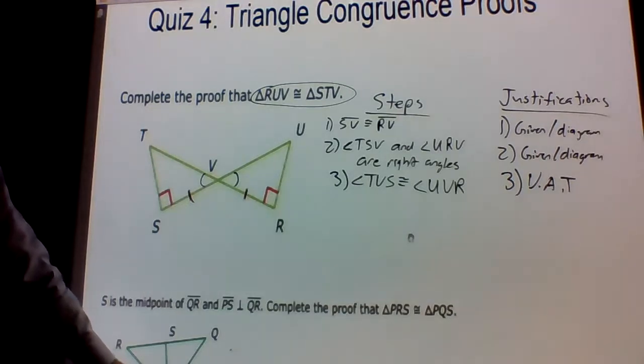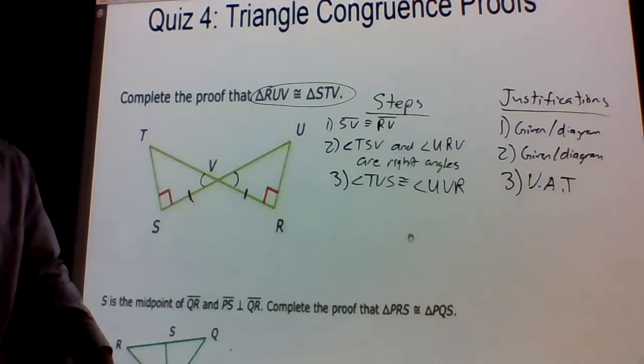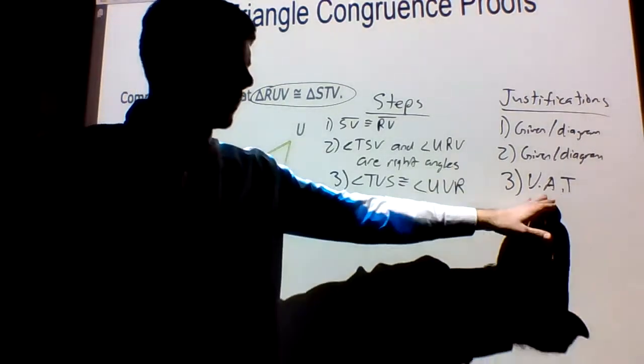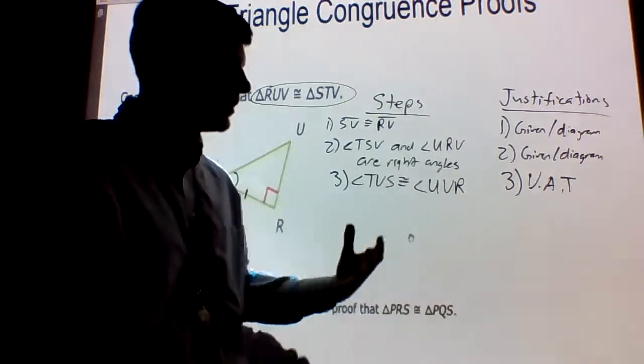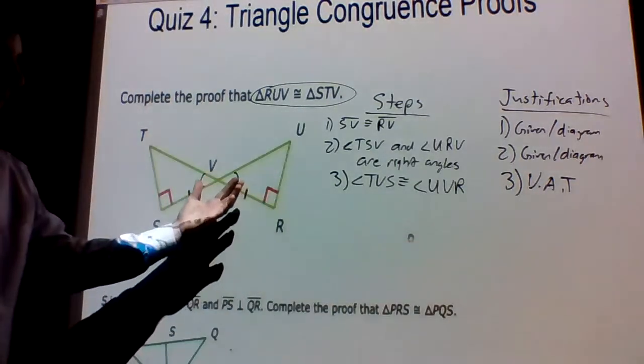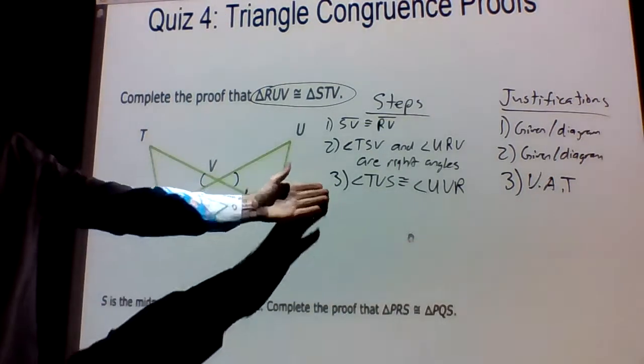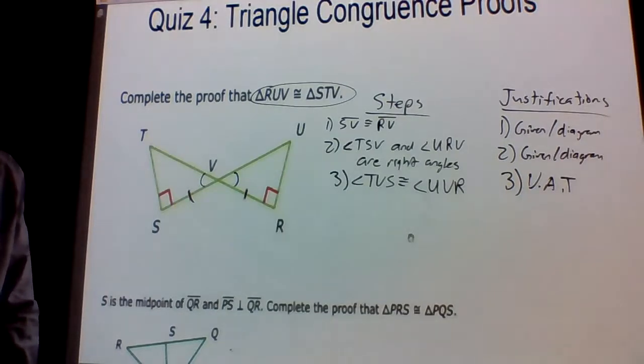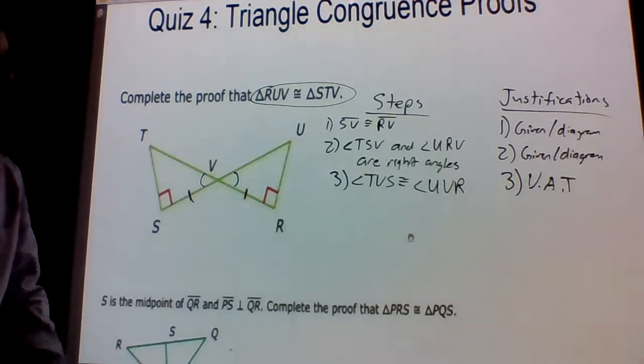We could even add a step before that says angle TVS and angle UVR are vertical angles by the definition of vertical angles, and then say that they're congruent by the vertical angle theorem. But for simplicity's sake, we can tell they're vertical angles, so we can go straight to they are congruent by the vertical angle theorem. Vertical angles are always congruent. All right, so that's step 2.